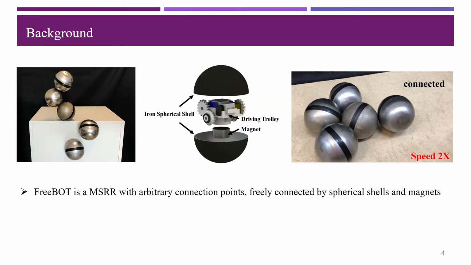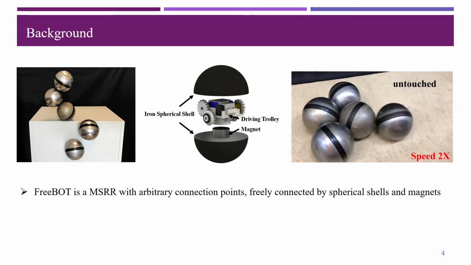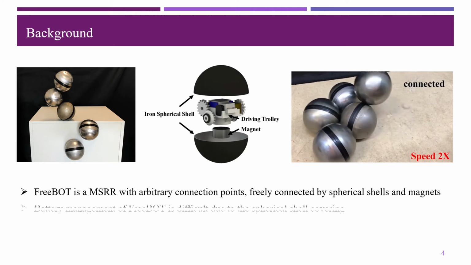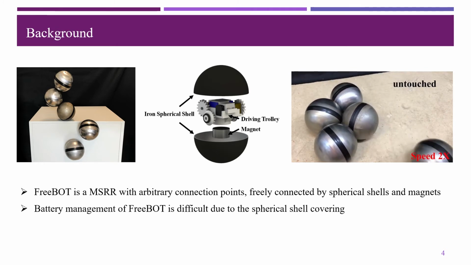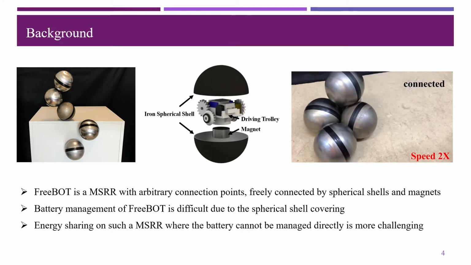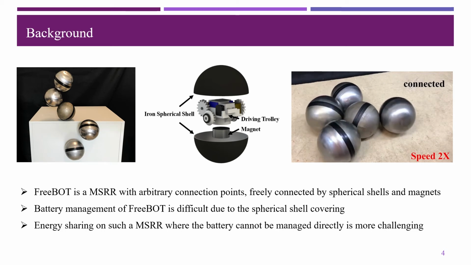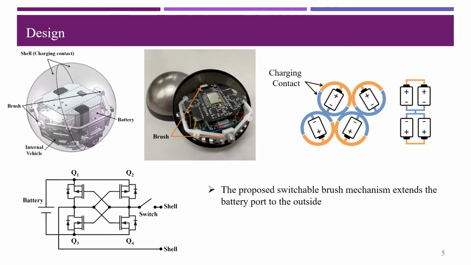FreeBOT is an MRSR with arbitrary connection points, where the modules can freely connect through a spherical shell and magnets. However, battery management of FreeBOT is difficult due to the spherical shell covering. It is conceivable that there are greater challenges in implementing energy sharing on such an MRSR that cannot directly manage batteries.